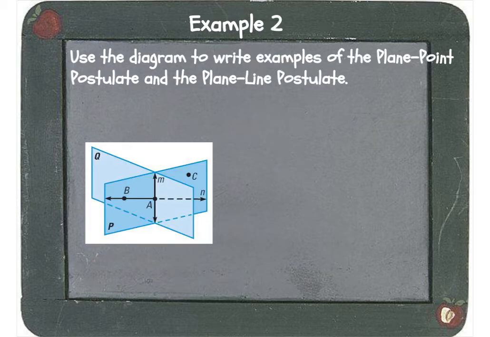Use a diagram to write examples of the plane-point postulate and the plane-line postulate. So the plane-point postulate, let's do that one first. The plane-point postulate states that if there is a plane, let's pick plane P. Plane P contains A, B, and C.